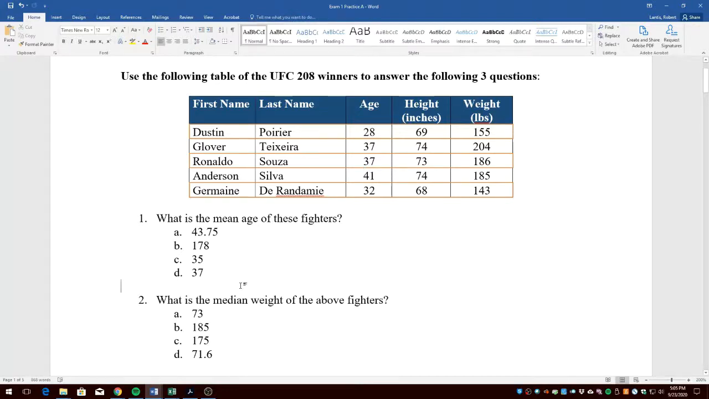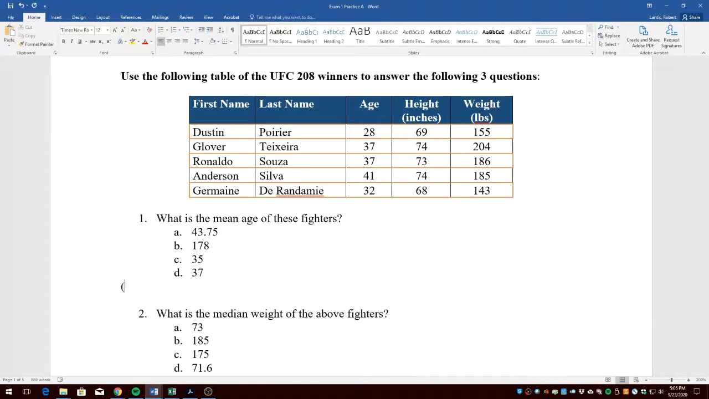So the next thing we do is, okay, I'm going to take the first observation's value of 28, add to that the next observation's value of 37, continue to do this until I get to the very last observation, which is 32. I then divide by the number of numbers I added up there, which is 5, right? And that should give me the mean of 35, okay? So that one should be pretty easy.